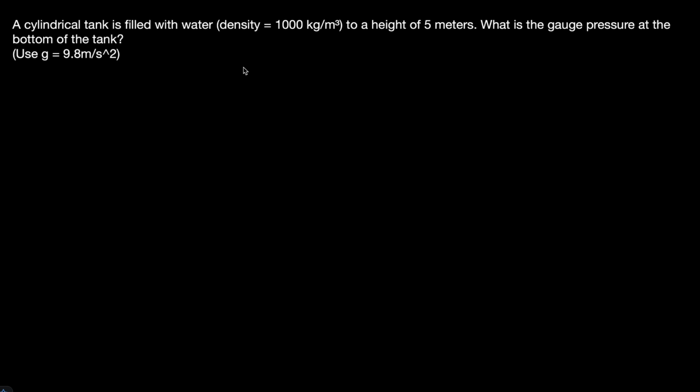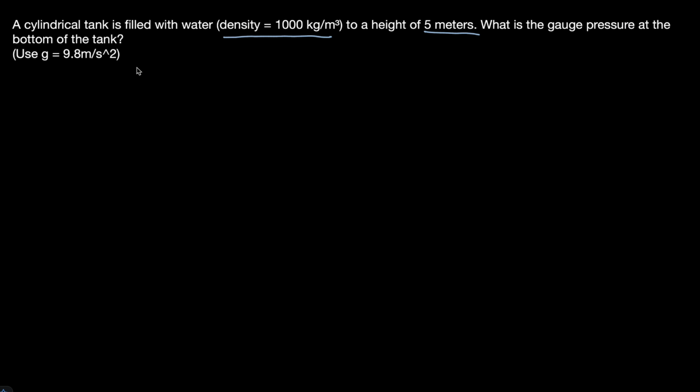Alright, so for our next question, now we're bringing in gravity and height. It says a cylindrical tank is filled with water with a density, which is very important, we need to know this, of 1,000 kilograms per meter cubed to a height of 5 meters. So we're given our density, we're given our height, and we're asked for the gauge pressure at the bottom of the tank. We know our gravity is 9.8 meters per second squared.